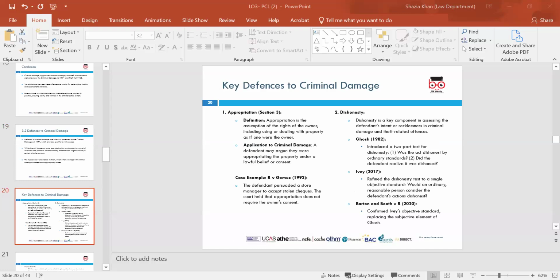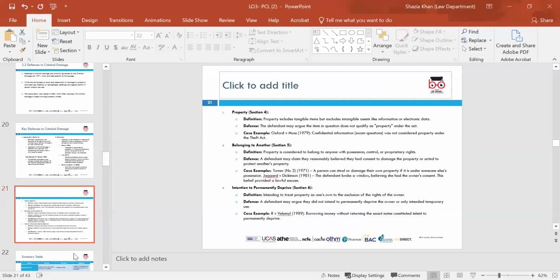So as we mentioned, you've got the element of appropriation, which is section 3, which application to criminal damage is a defendant may argue they were appropriating the property under lawful belief or consent. Example of that is the case of R and Gomez, 1993, and then you've got dishonesty, which is the element of the Ghosh test, 1982, and the case of Ivey, 2017. Then you've got the property section 4, which we went through earlier. Property includes tangible items, but excludes intangible assets like information or electronic data.